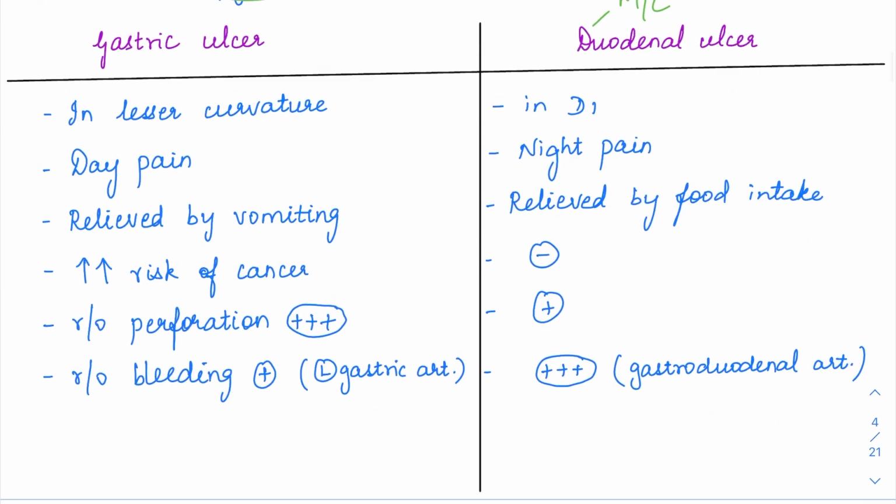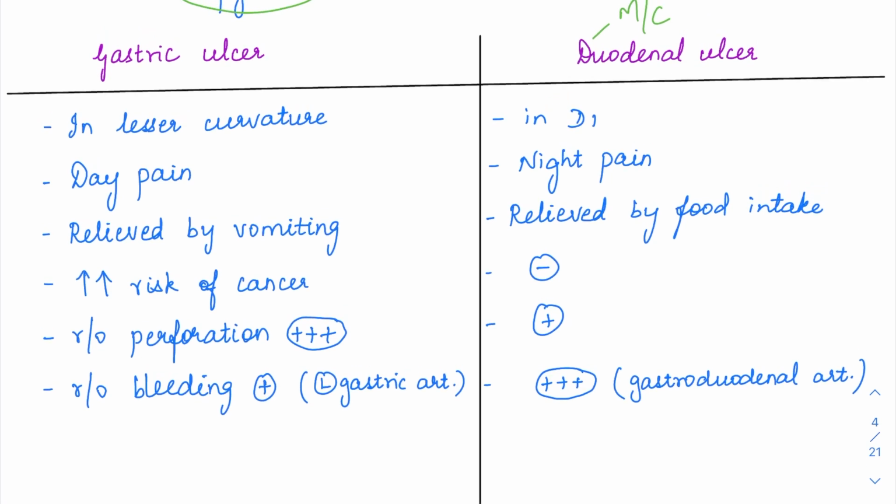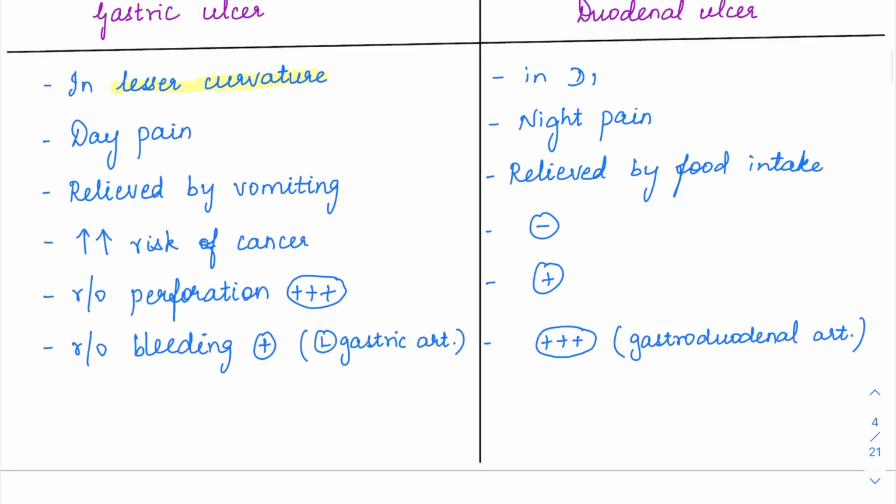Now let's see the 2 types of peptic ulcer disease. Based on the location, they are classified into a gastric ulcer or a duodenal ulcer. I already mentioned duodenal ulcer is the most common location. There is a difference in the presentation of these ulcers as well. If the patient has a gastric ulcer, the most common location will be the lesser curvature, especially near the incisura angularis. There the patients usually develop pain during daytime, and it will be relieved by vomiting. Only when they vomit, they'll be able to relieve the pain. And it has an increased risk of cancer.